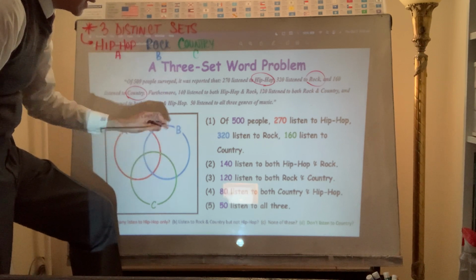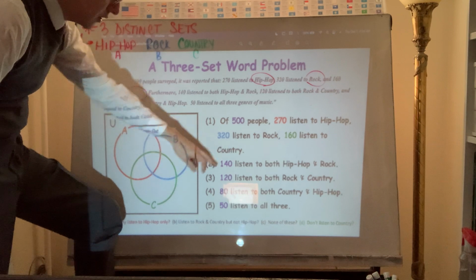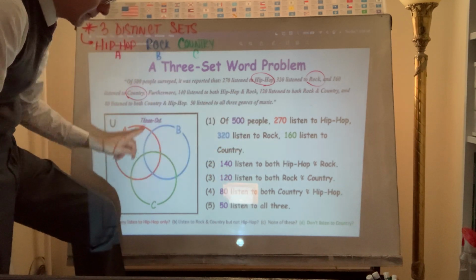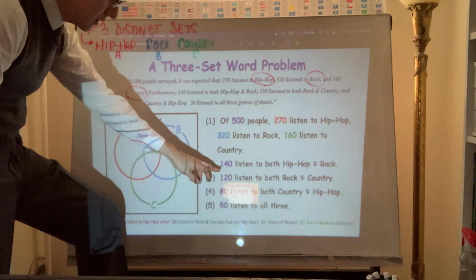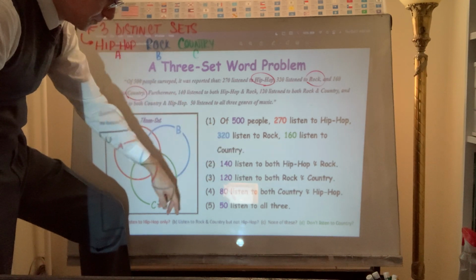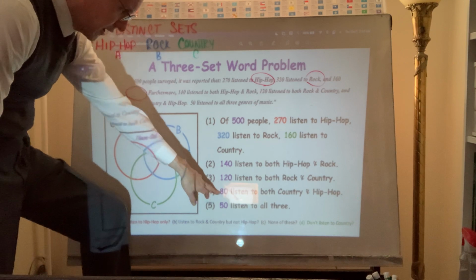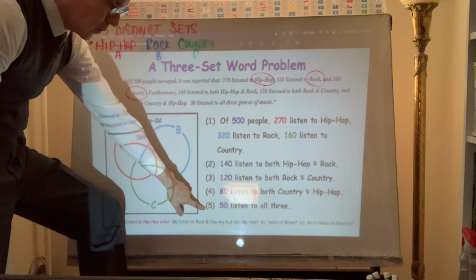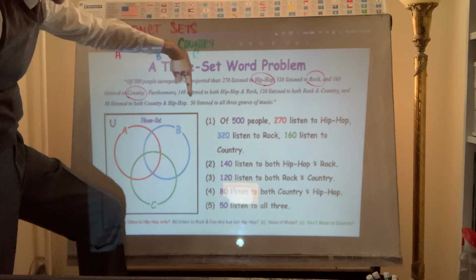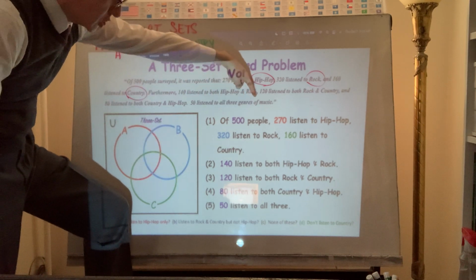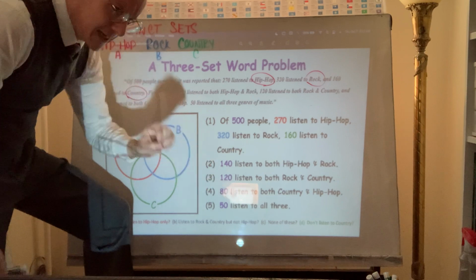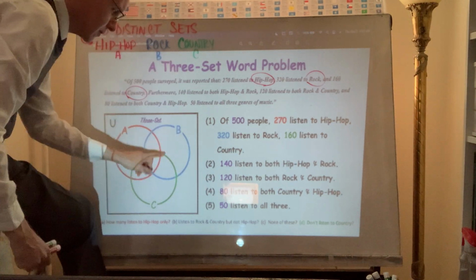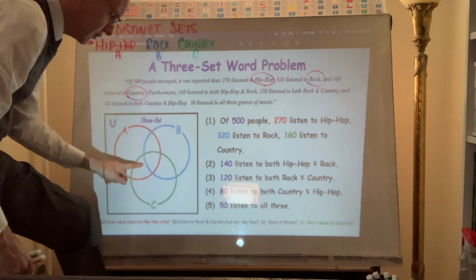It goes further to tell you that 140 listen to a pair of music, hip hop and rock, so there's going to be some overlap in that case as well. Another pair would be rock and country. And then there's this fun fact that you listen to both country and hip hop. Notice the one thing at the very bottom here, mentioned last: 50 listen to all three genres of music. Even though that is mentioned last, that represents the center of this flower here.